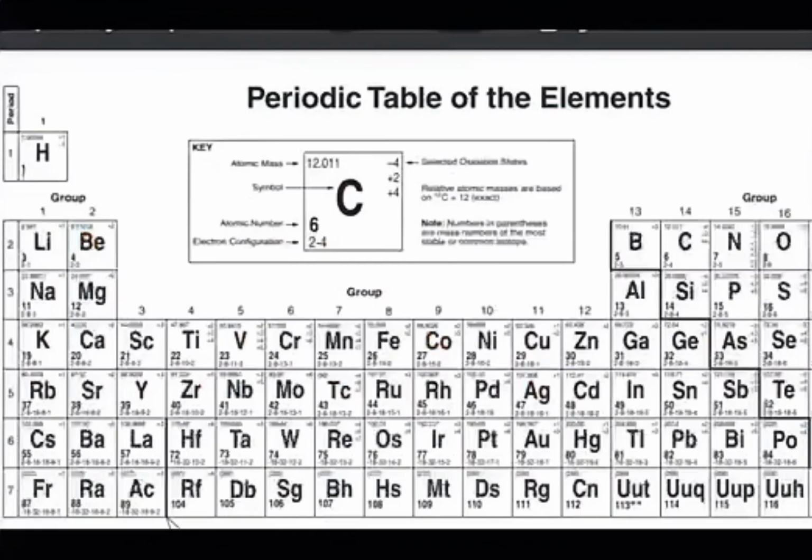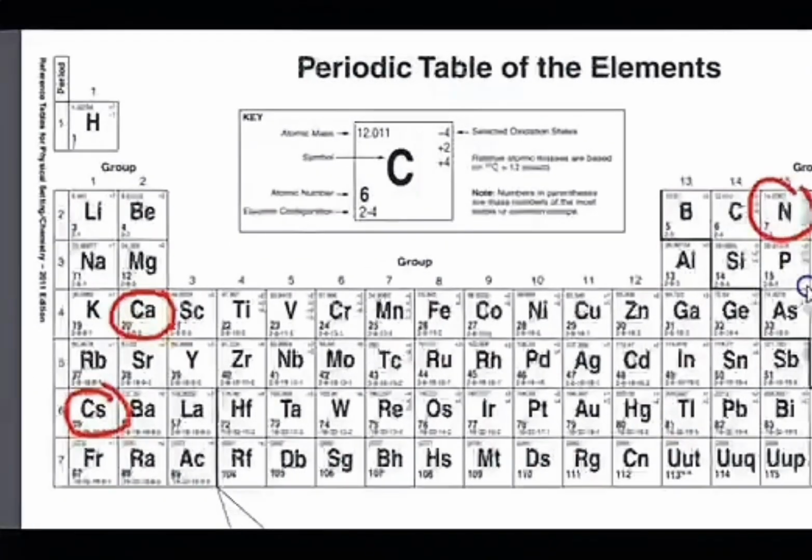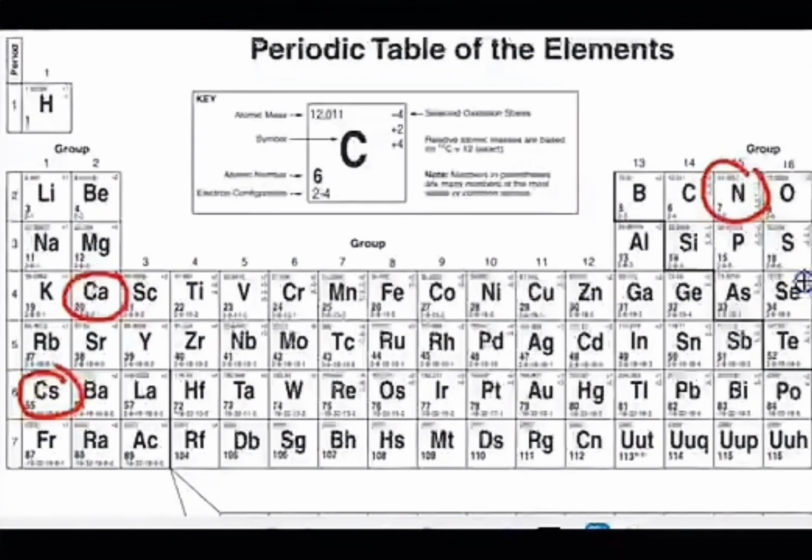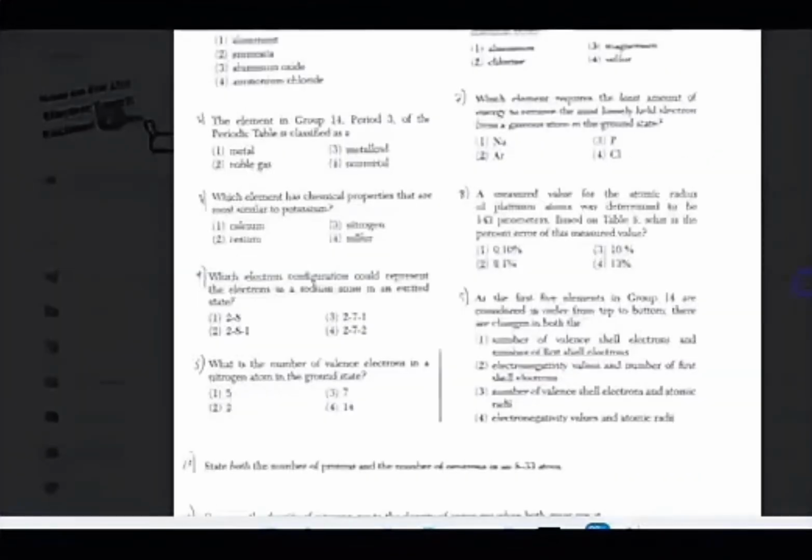If you don't know the symbols, find the symbols first and then go to the periodic table to get your answer. Well, the 4 choices: calcium, cesium, nitrogen, sulfur. But we were looking for what's most chemically similar to potassium, which happens to be cesium. And that's our answer. Question 3, and the answer was choice 2, cesium.